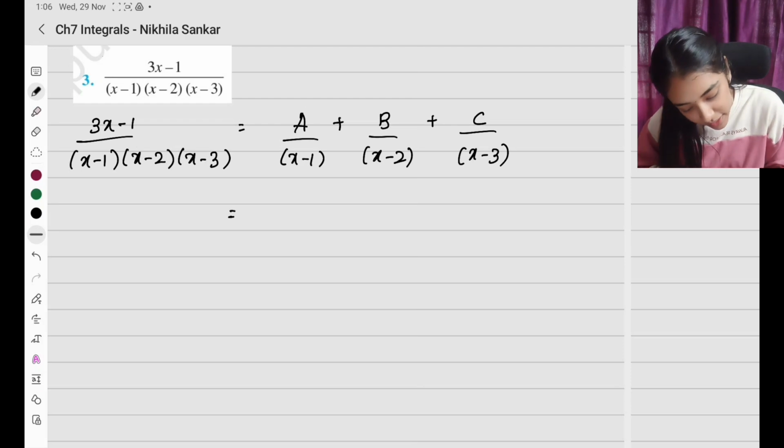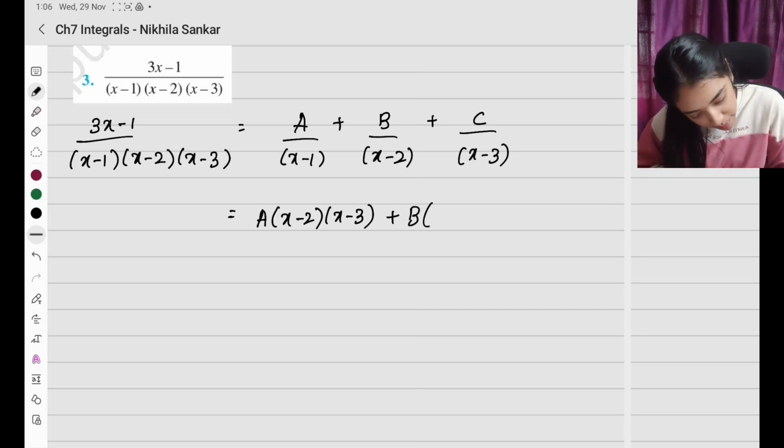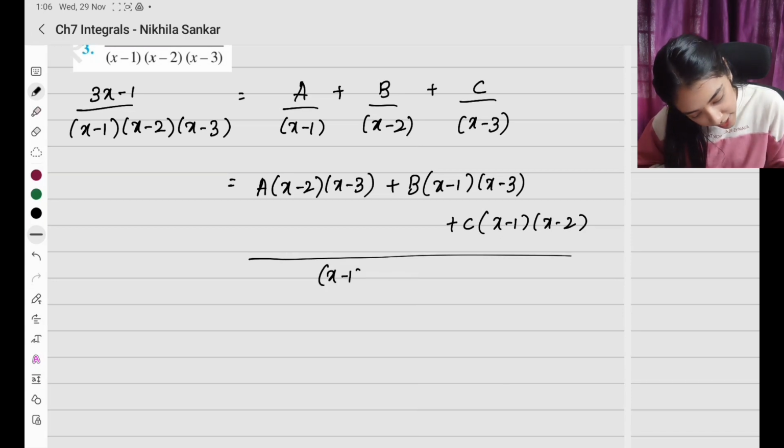Simple. இப்போ LCM எடுத்தா என்ன ஆகும்? I have a times x minus 2 is missing, x minus 3 is missing. So this is my first term. Plus b times என்ன missing? X minus 1 times x minus 3 plus c times x minus 1 times x minus 2 the whole divided by LCM என்ன? X minus 1, x minus 2, x minus 3.